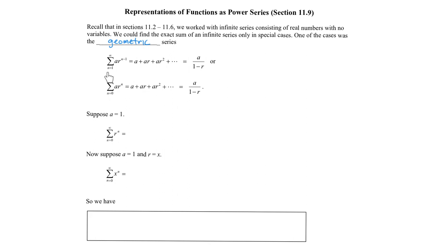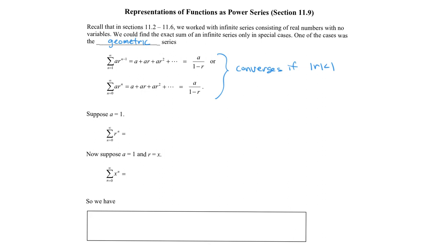So you can really start these anywhere you want. Typically they'll start at 0 or 1, but I could start this at 3 if I wanted to, I'd just have to adjust this. Just be aware of that. In either case, we get the same series, and we're familiar with this one. This is a geometric series, and from section 11.2 we know that it converges if the absolute value of r is less than 1.